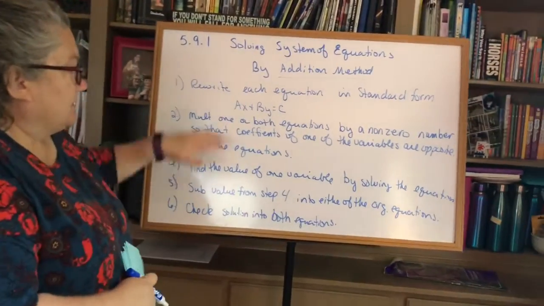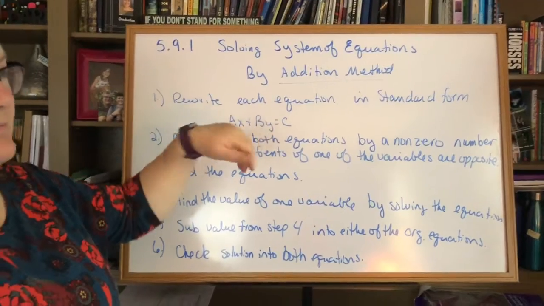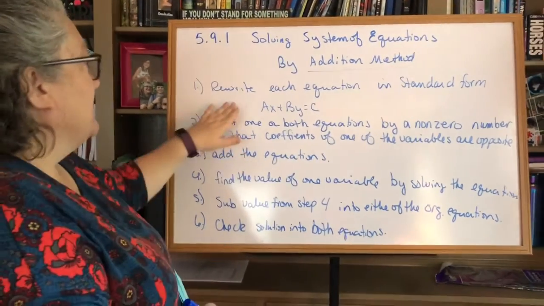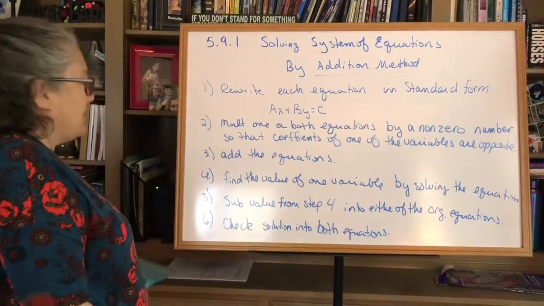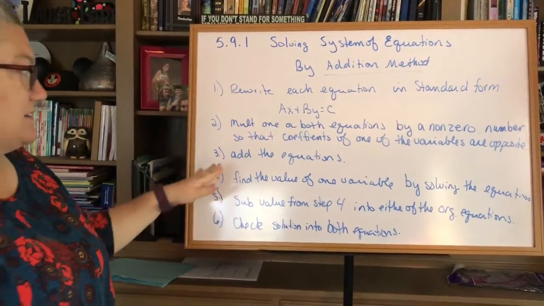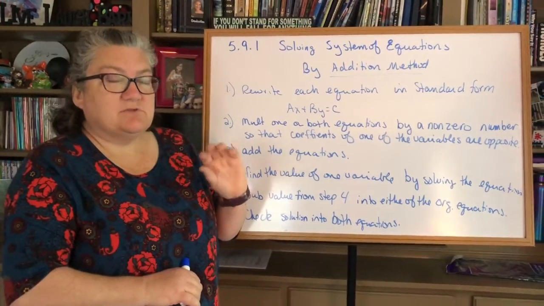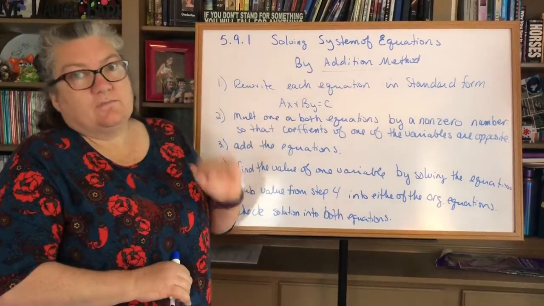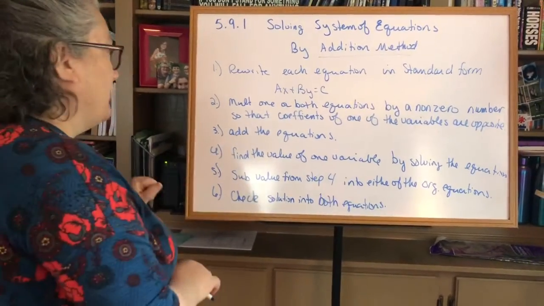The first step we want to do with any equation when we're solving them by either the addition method or the method we're going to learn in a little bit is write them in standard form, which is ax plus by equals c. The second thing is we multiply one or both equations by a non-zero number so that our coefficients are opposites. Opposite coefficients would be like -2 and +2, or -3 and +3. That's what we mean by opposite coefficients.